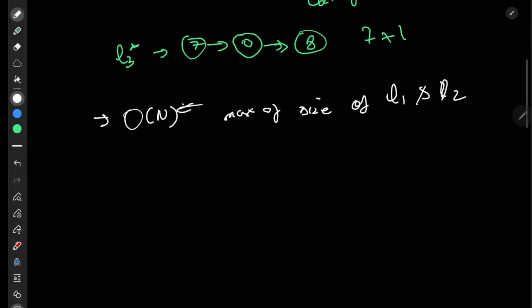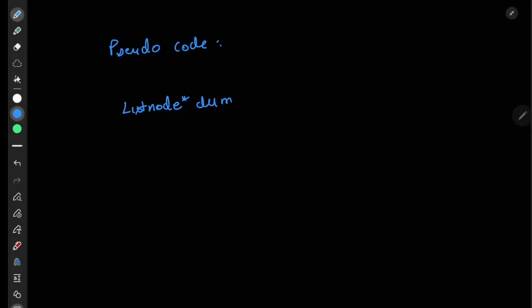So I think this is the best way to solve this particular problem, and so we can start looking at the pseudo code here. So let me write it down. Since we are creating a new linked list, I'll create a new list that starts off with a dummy node, and I'll initialize it like this. I'll give it a value of -1.